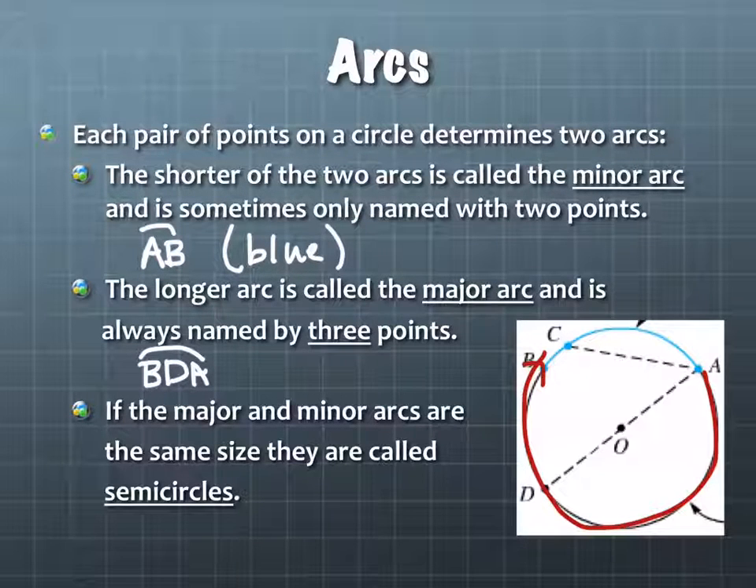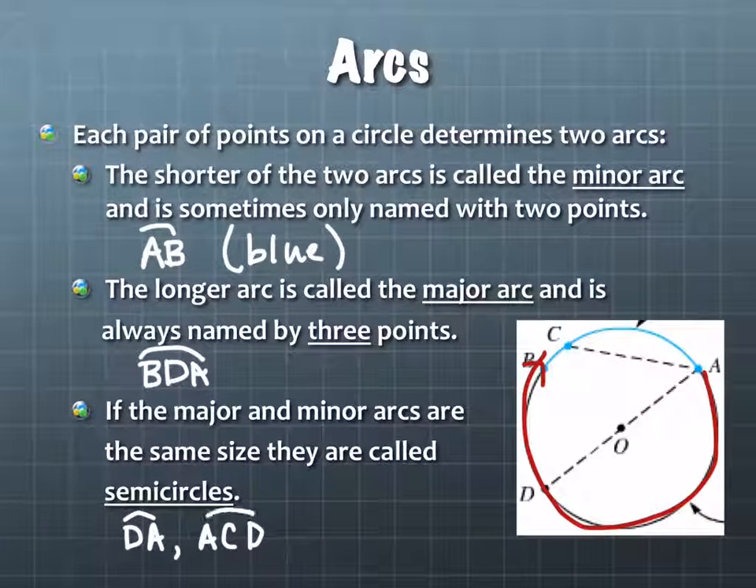If the major and minor arcs are the same size, they are called semicircles. Are there any semicircles in this diagram? There are actually, not the ones I've already labeled, different ones. Name me 2 semicircles in this diagram. Yes, DA and AD. I'll call the other one ACD just to designate. But the part that's dotted through the middle, the DOA, that line through the middle, which I haven't named yet, is the diameter. That diameter creates the top part and the bottom part, those 2 semicircles.